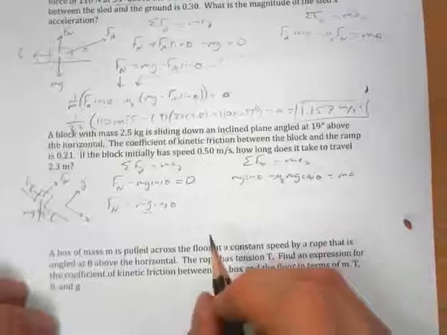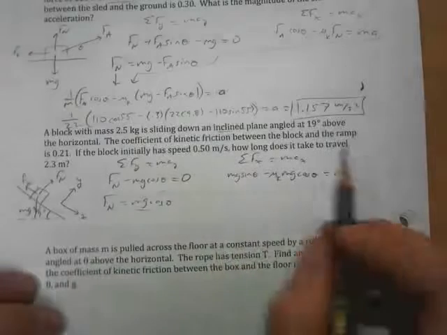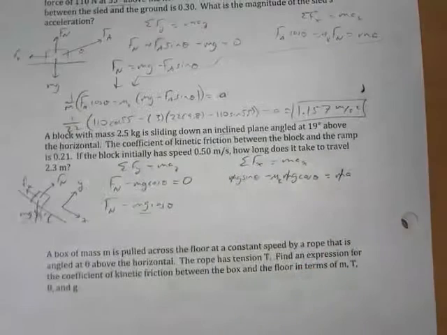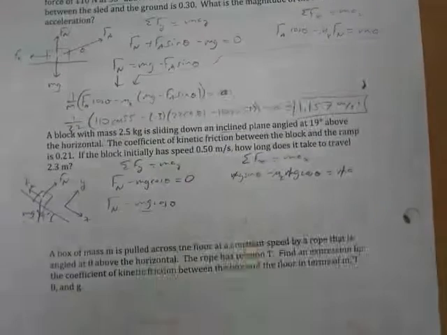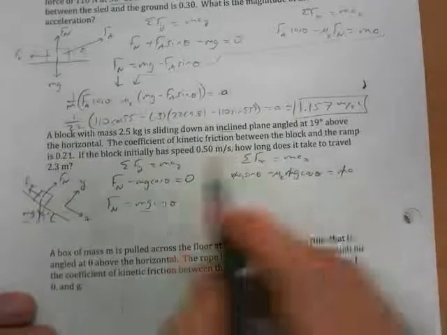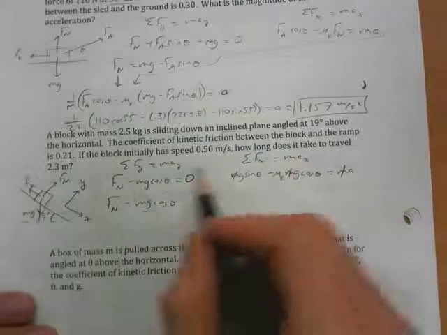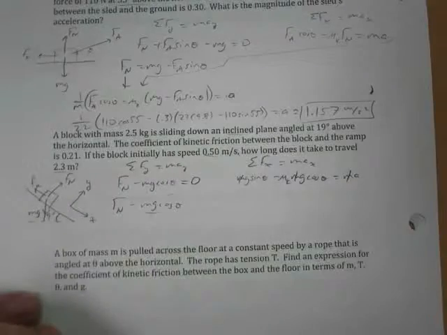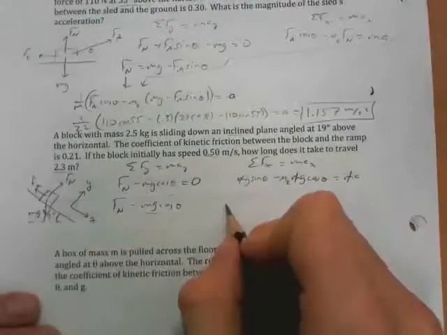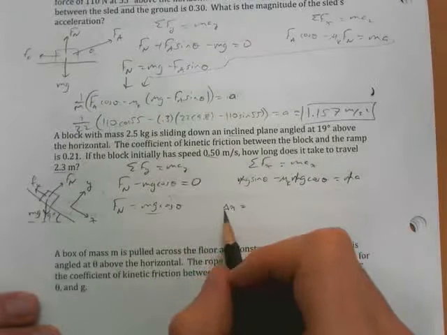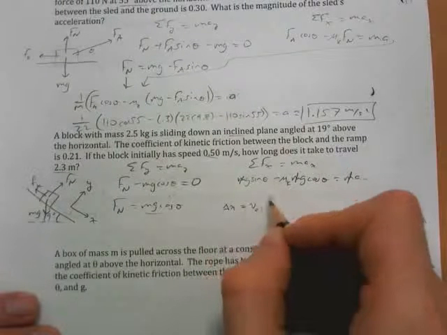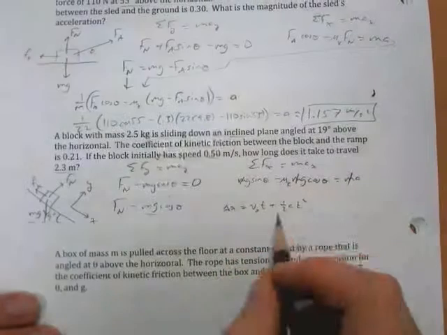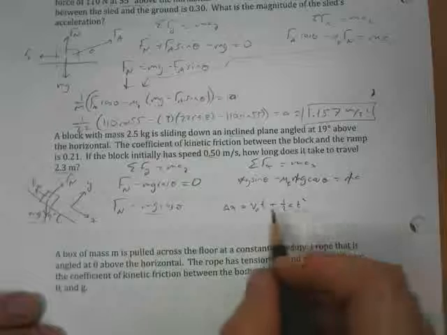Interesting thing you notice here is that it doesn't matter what the mass of the object is, the acceleration is totally independent of the mass. And then the question is, how long does it take to travel this distance if its initial speed is that? So then we're going to take this acceleration and stick it into, well, what do we have? We have a distance, we have an initial velocity, we want to know how long, and we're calculating an acceleration. So we're going to stick it into a kinematic equation.